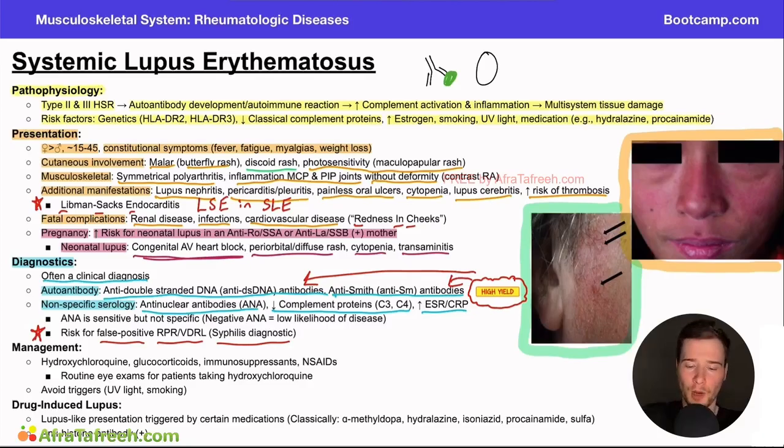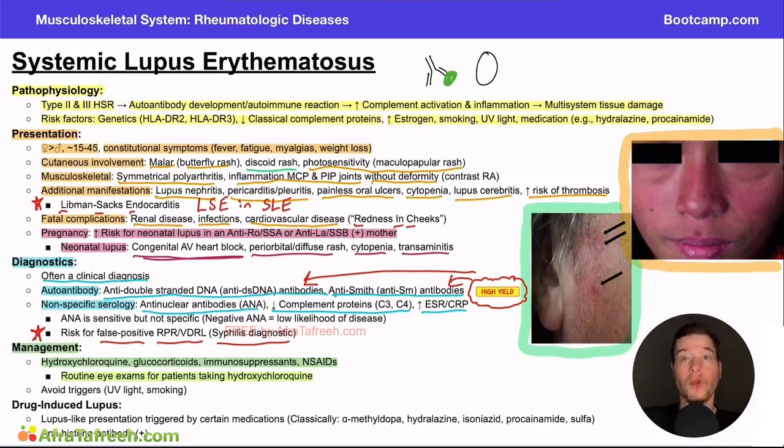Now, when we move on to our management options here, one of the mainstays is going to be things like hydroxychloroquine with glucocorticoids, other immunosuppressants, and NSAIDs for symptom management. Now, important to know here that hydroxychloroquine is a really useful antimalarial drug that can really help these patients in their symptoms. However, it does not come without cons. Hydroxychloroquine can actually be very toxic to the eyes, and that's why it's really important that these patients have routine eye exams when taking this medication.